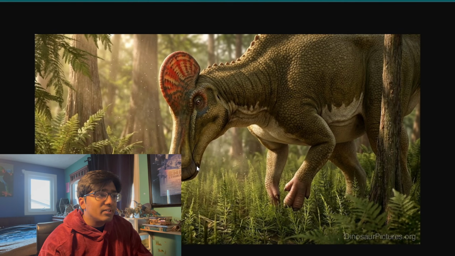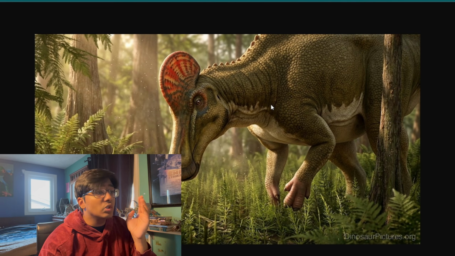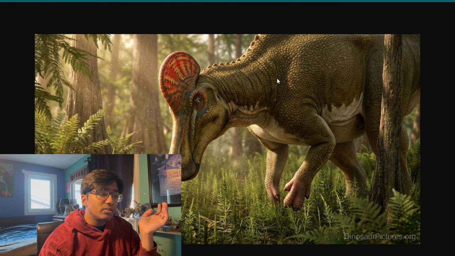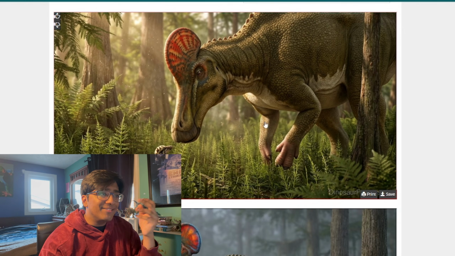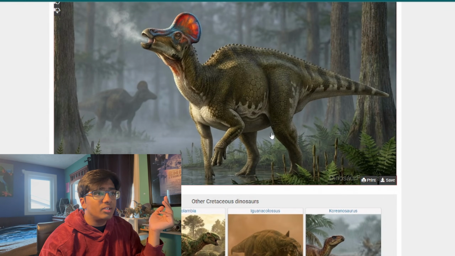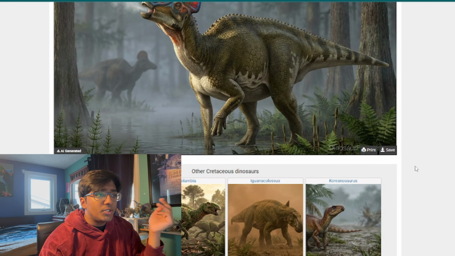But like, unfortunately, this looks believable. It still has that AI je ne sais quoi about it, but this looks believable. This looks like something of Corythosaurus. But it's based off of the stolen work of thousands of paleoartists, which is really unfortunate.